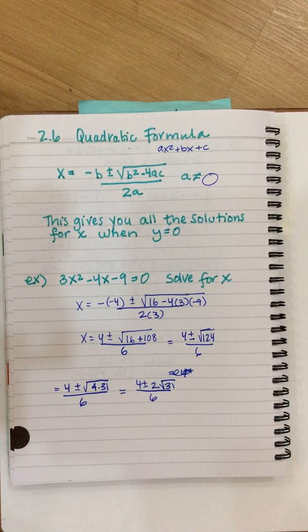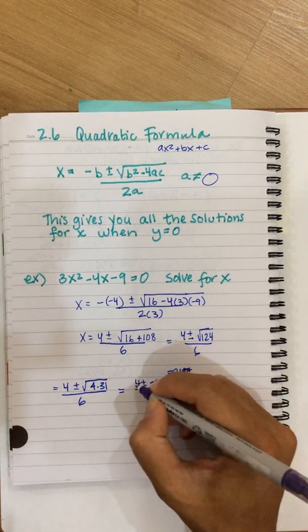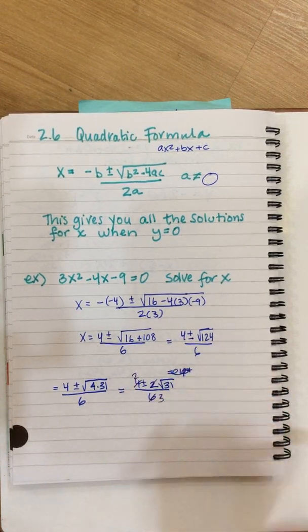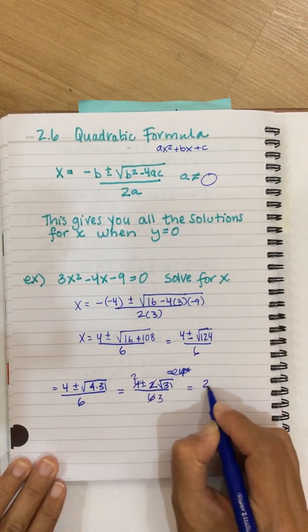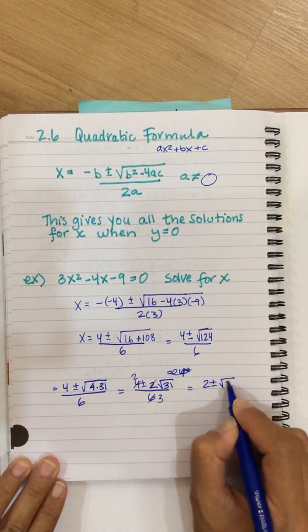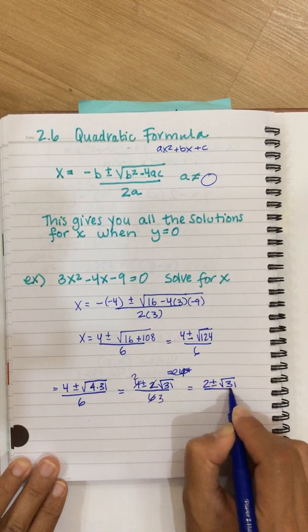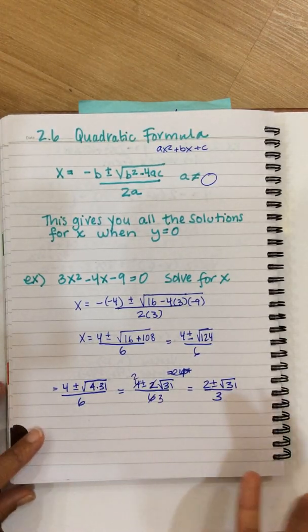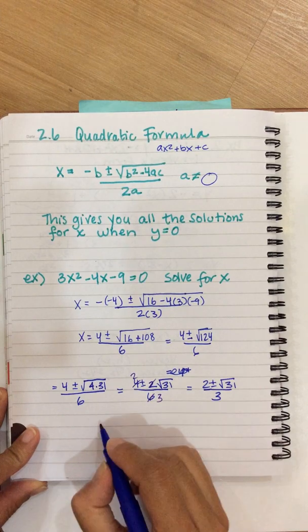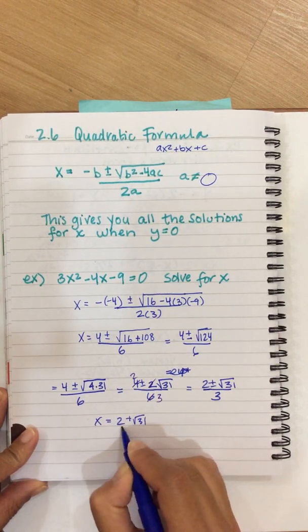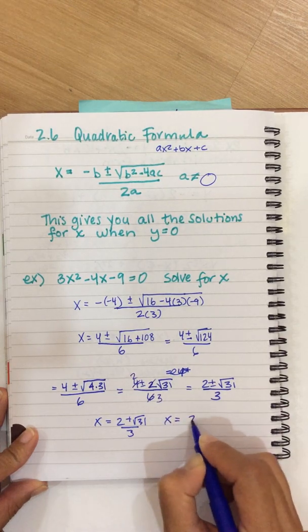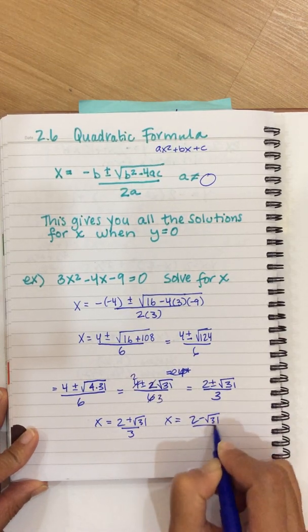Now I can simplify, right? Take that 2 out, this becomes 2, this becomes 3. Just divided them all by 2. So now I have 2 plus or minus root 31 over 3. So my two solutions for when y is 0 is that x can equal 2 plus root 31 over 3, or x can equal 2 minus root 31 over 3.